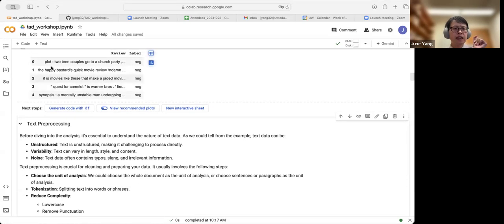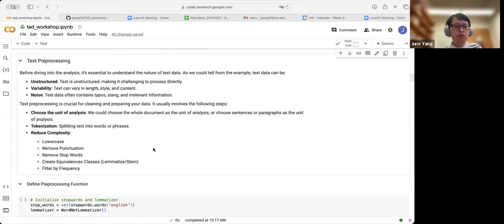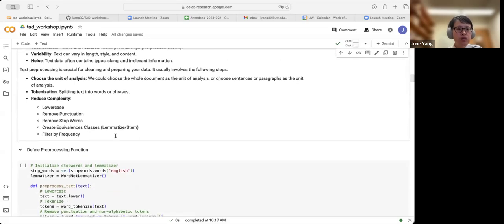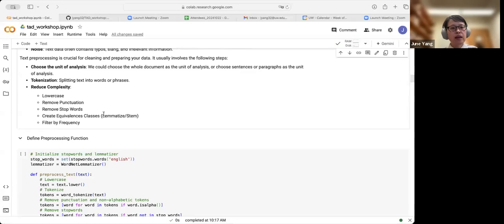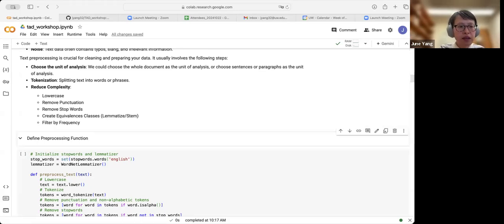So here, each unit of analysis is one piece of text document, and it has a label given by this NLTK dataset, either negative or positive. So how are we going to pre-process this text data? We're going to reduce its complexity by lowercasing all the words, by removing the punctuation, by removing the stop words, and then by reducing the words to their root form. Sometimes people also filter by frequency, because they don't want words that appear in, for example, over 90% of the documents, for further processing.